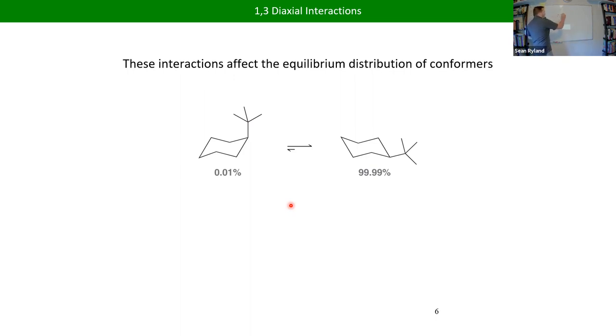So if you have a delta G for the ring flip that is, you know, 40 kilojoules per mole, we can then take that and plug that into our equilibrium constant expression.